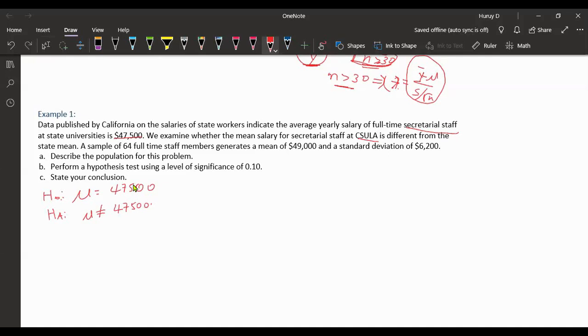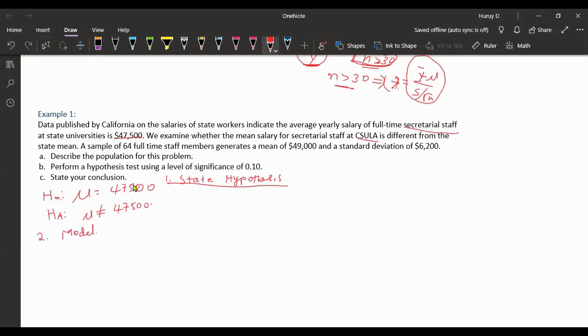So this is the first step. I have to write it. So this is our first step, and here we have the hypothesis. We stated our hypothesis. And the second one is, of course, the model.